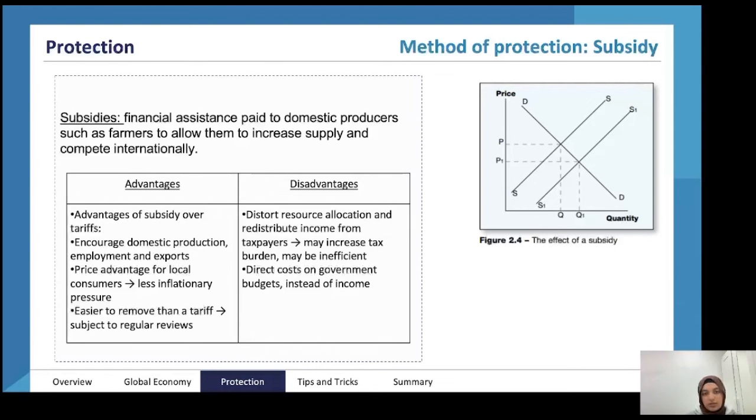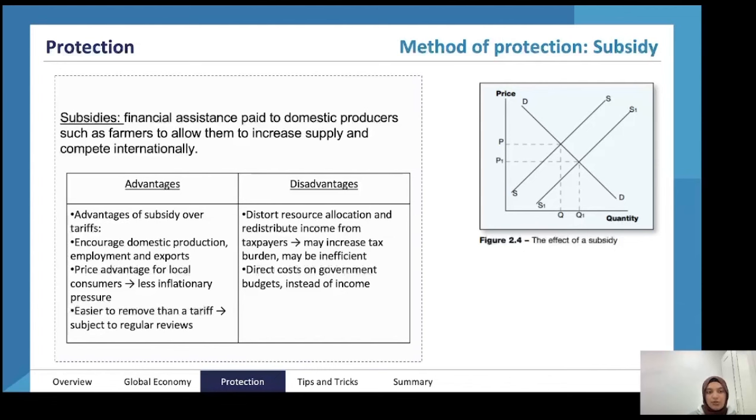Then we have disadvantages. This essentially includes the distortion of resource allocation and the redistribution of income from taxpayers. So the taxpayers pay and then the government has a budget because that tax forms a part of their revenue. And it may increase the tax burden and be inefficient as well. In terms of direct costs on government budgets instead of income, that is something that's also considered. When they implement a tariff, they actually get money because they get their revenue off the tariff because it's a tax. Whereas now it's a direct cost on the government. The government's actually taking money out of their pockets and giving it to the domestic producers. So that's something of a disadvantage because now money is being spent there.